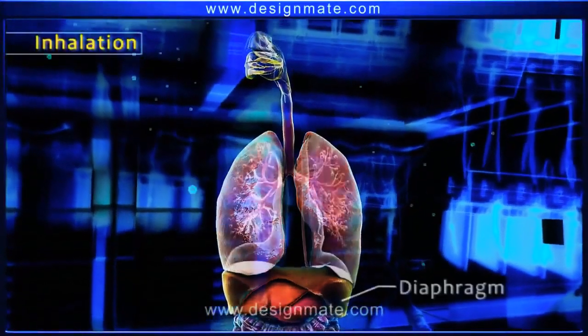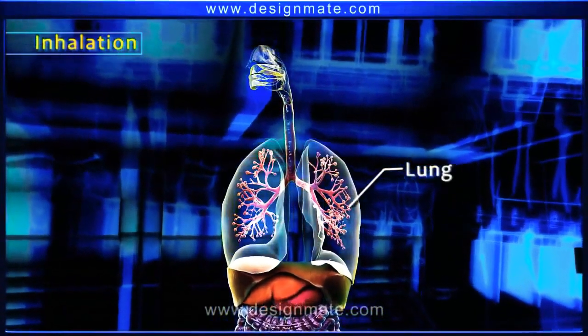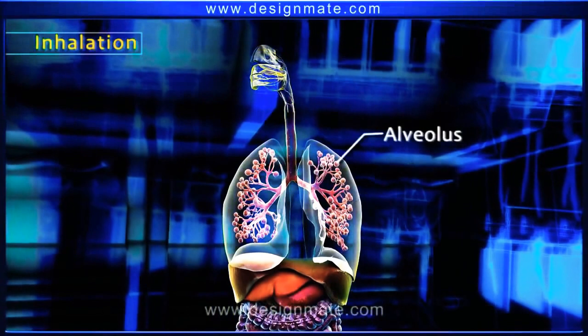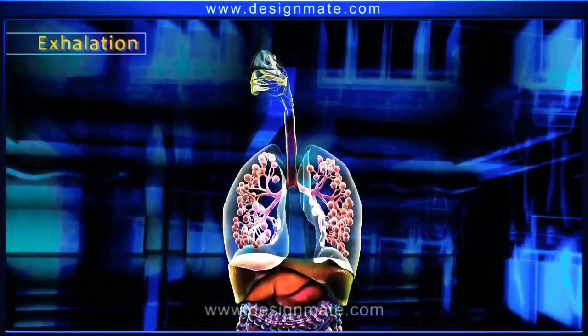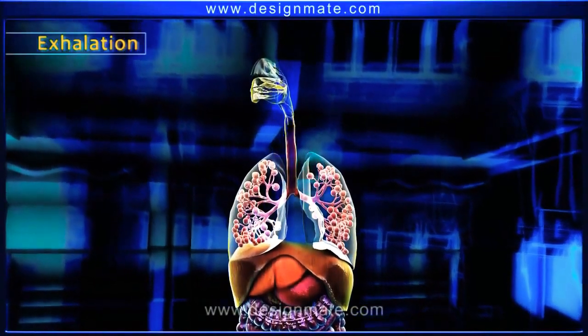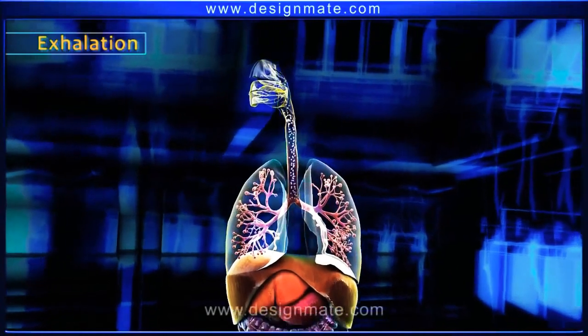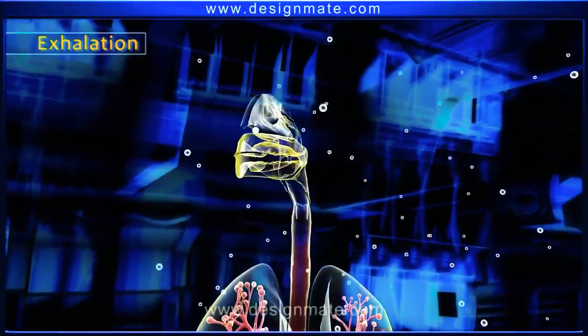After the contraction of the muscular diaphragm, the lungs expand and the air rushes in, resulting in the inflation of alveoli. During exhalation, the diaphragm moves up and the lungs contract. Thus, the alveoli deflate, causing the air to be forced out. This exhaled air is rich in carbon dioxide.